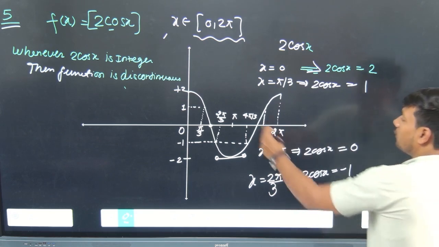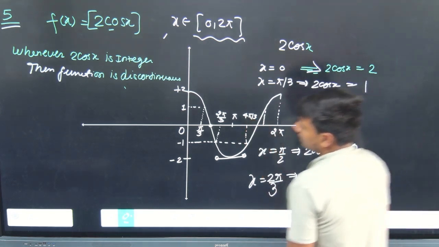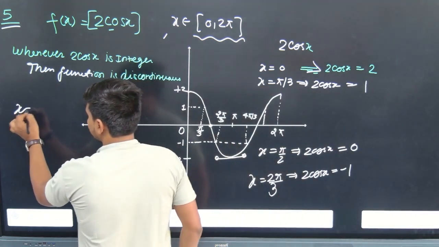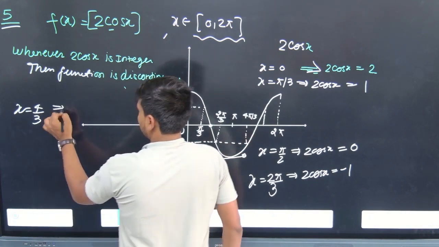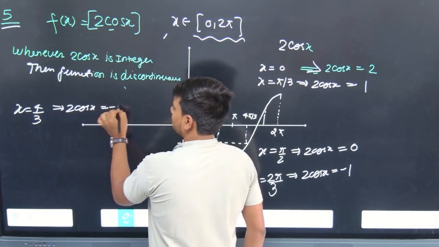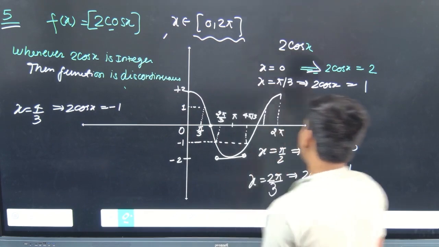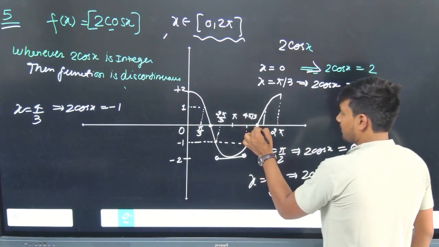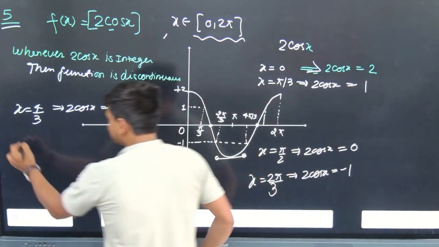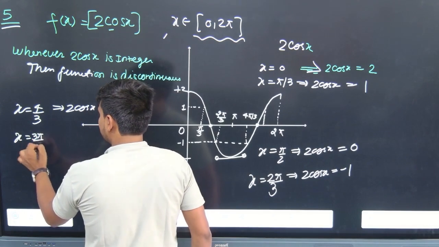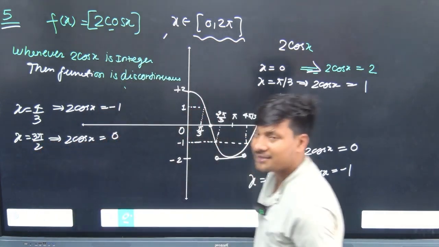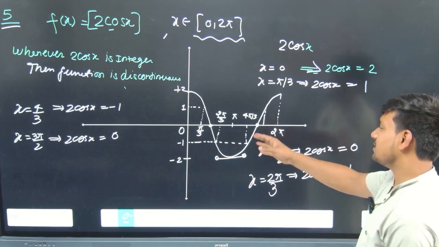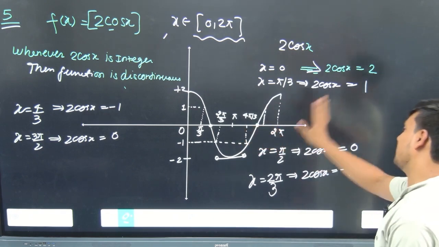Now move to 4 pi by 3. Whenever x equals 4 pi by 3, again it will give -1. 2 cos x equals -1, hence discontinuous. After 4 pi by 3 we will reach 3 pi by 2, and at x equals 3 pi by 2, cos is 0, hence 2 cos x is also 0. That means this function is discontinuous at x equals 3 pi by 2.